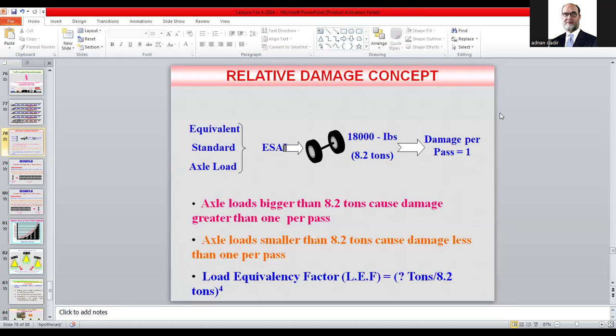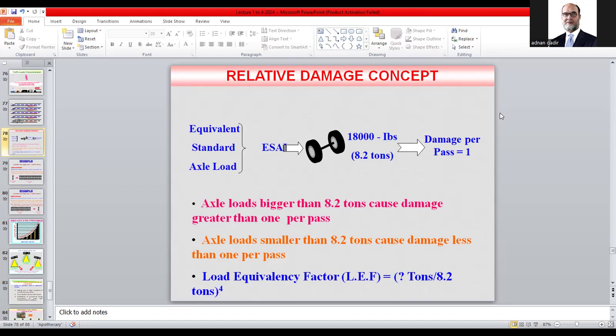So we were discussing the H2 method of pavement design. In the H2 method, the unit of traffic is ESALs, equivalent standard axle load. And in the H2 method, that equivalent single axle magnitude is taken as 18,000 pounds, or in SI units, 8.2 tons.